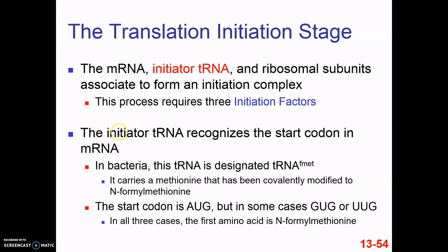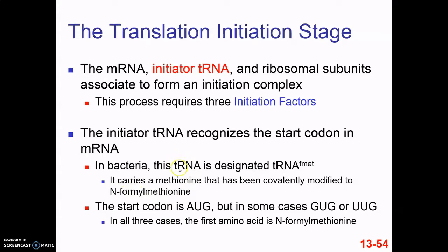Now, the initiator transfer RNA will recognize the start codon of the messenger RNA. In bacteria, this is a unique transfer RNA, which is designated transfer RNA fMet. This stands for N-formyl methionine. This is simply methionine that has formaldehyde attached to it. Formaldehyde is simply a carbon double bonded to an oxygen and a hydrogen, and this has been added on to methionine.